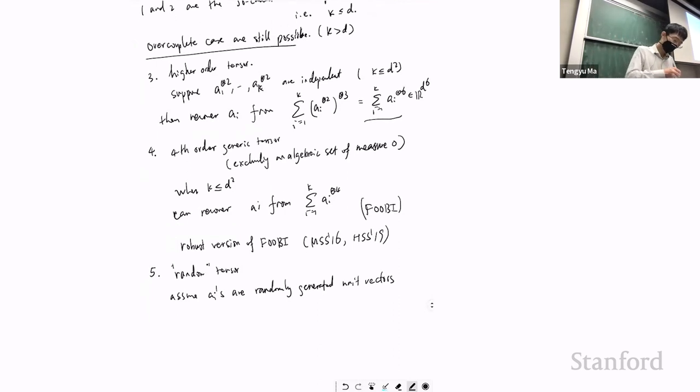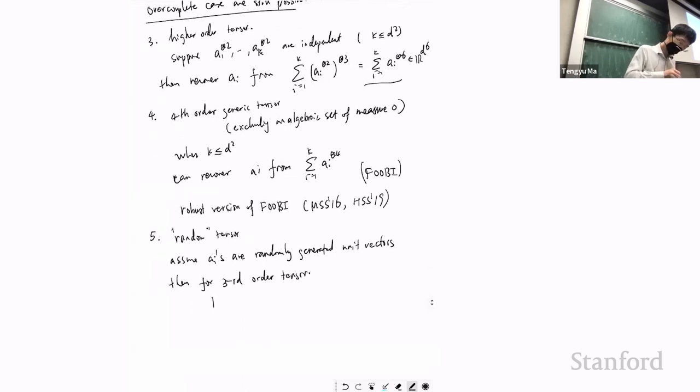And then for even 3rd order tensor, k can be as large as d^1.5. So you can handle the overcomplete case even with 3rd order tensor. And there are some references here, which I'll add to the notes eventually.